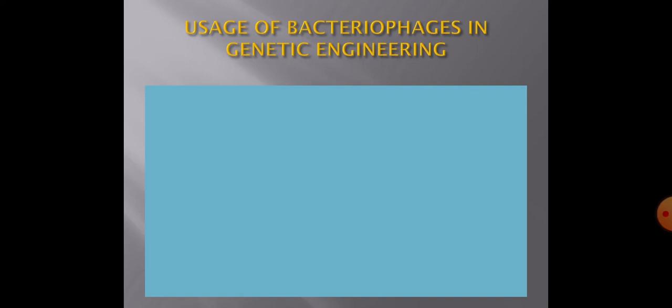Several biological tools have been used in genetic engineering, but the bacteriophages are one of those which are most commonly used. Bacteriophages may be used as vector in genetic engineering techniques, just like bacterial plasmids.